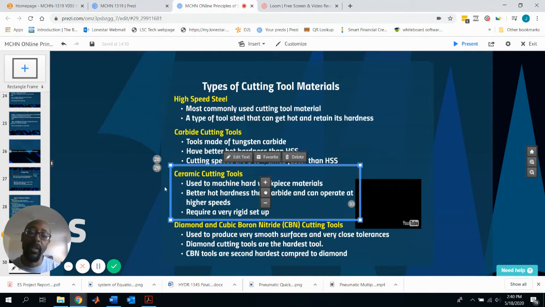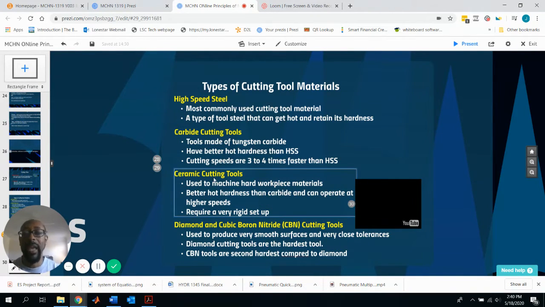Now, the next type of cutting tool material is ceramic cutting tools. These are used to machine very hard workpiece materials because ceramic is very hard in itself. They have a better hot hardness even than your carbide cutting tools and can operate at higher speeds. But the thing is that they require a very rigid setup. Because they're so hard, they're also very brittle. So if the setup does not dampen out a lot of vibration, then these cutting tools can break. You don't see ceramic cutting tools a whole bunch. These days, you see a lot of carbide cutting tools and some high-speed steel.